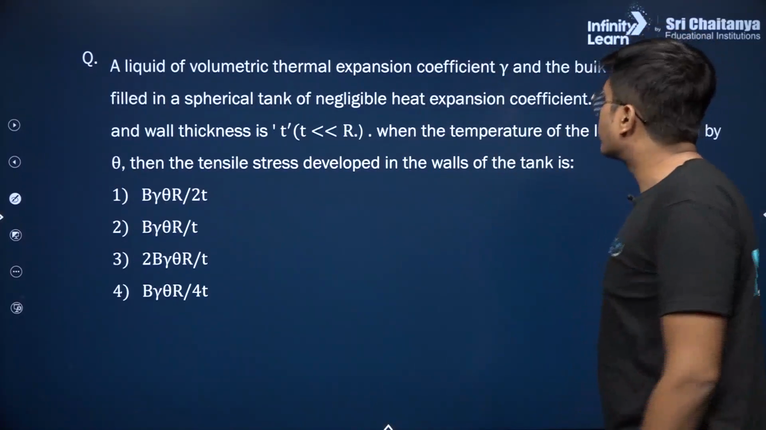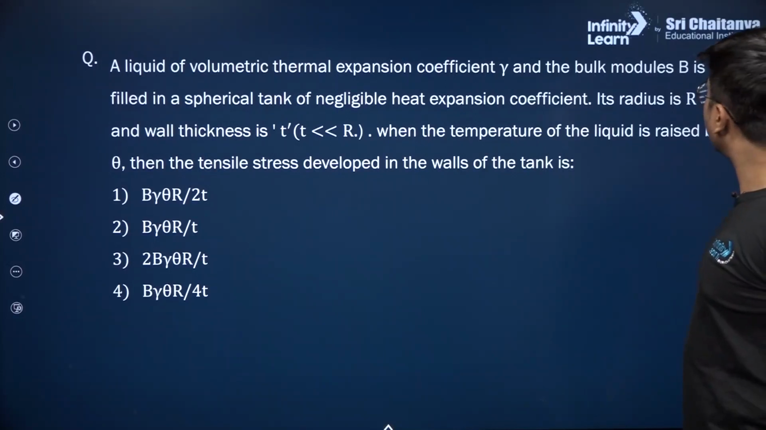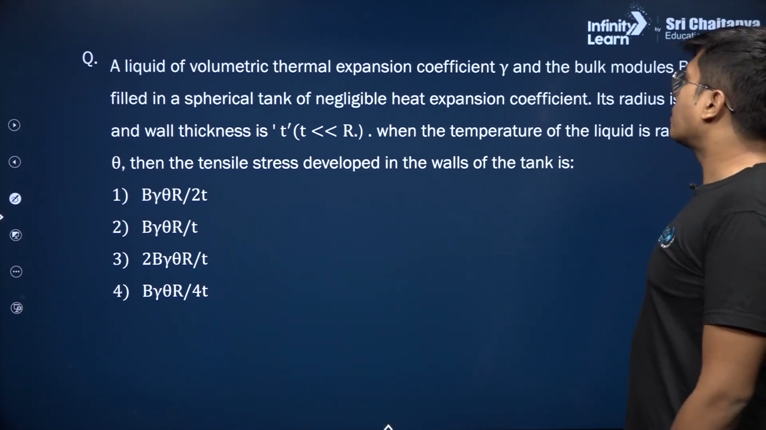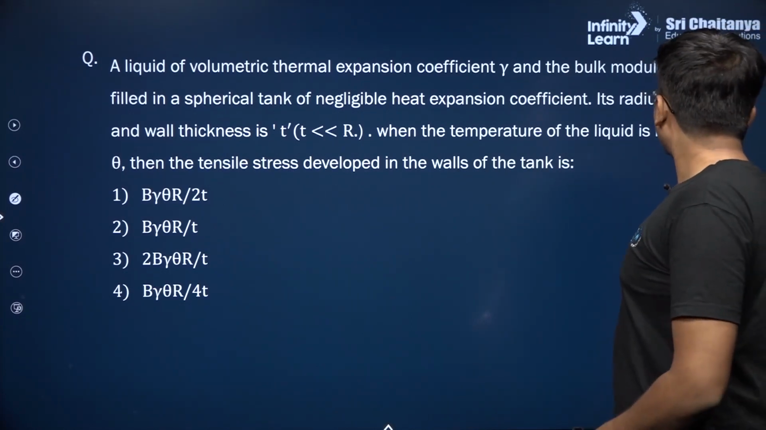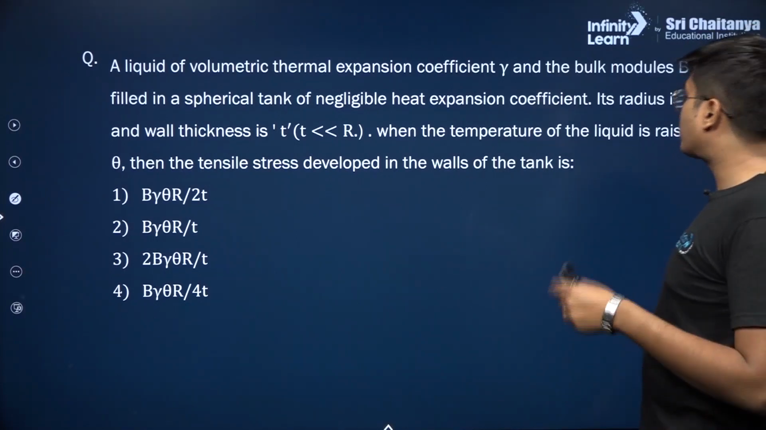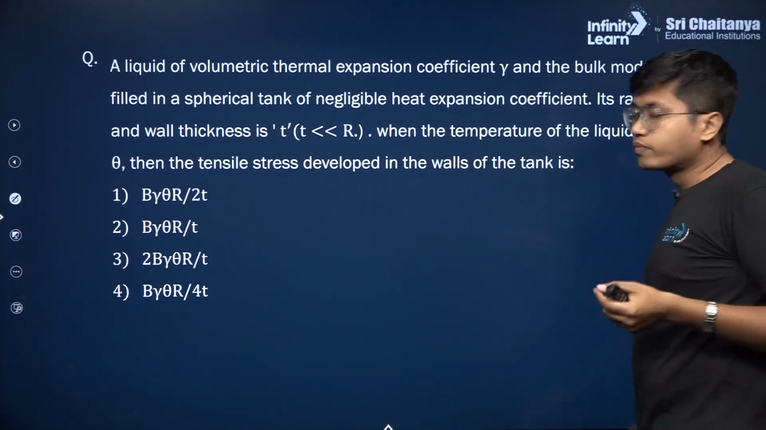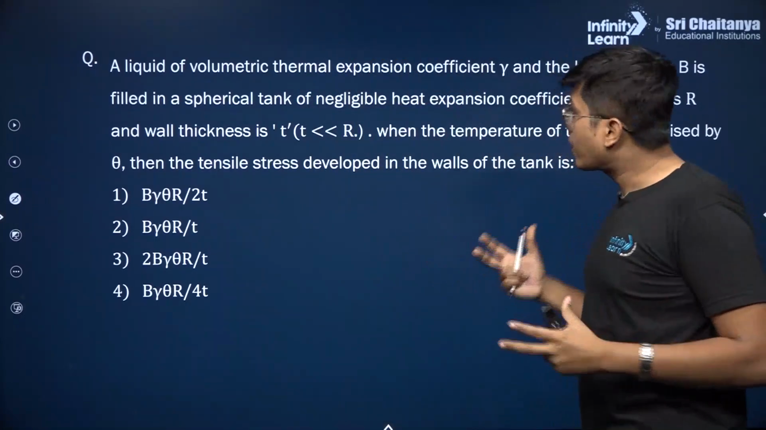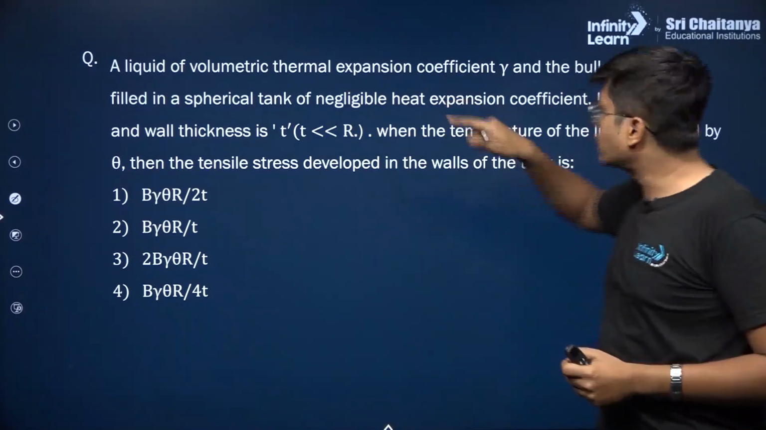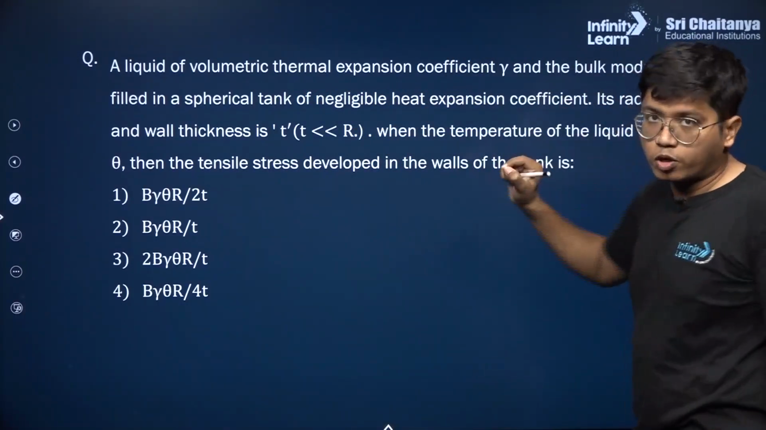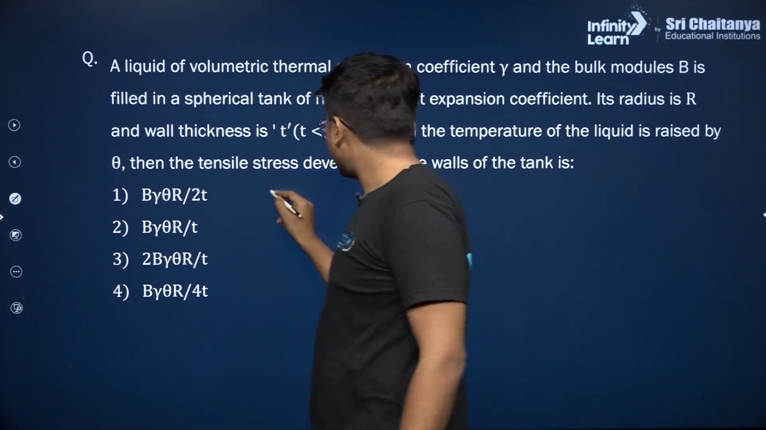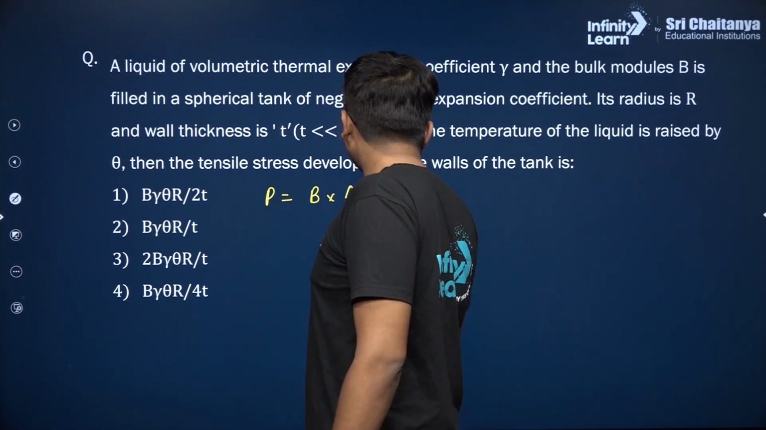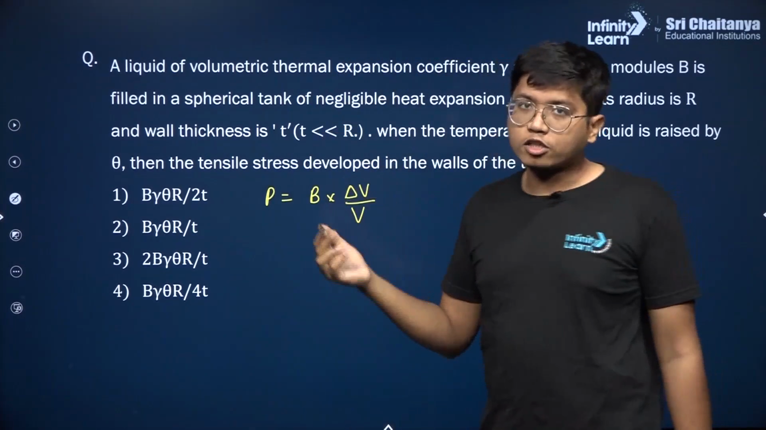Next one, liquid of volumetric thermal expansion coefficient gamma and bulk modulus B is filled in a spherical tank of negligible heat expansion. Its radius is r and wall thickness is t. When the temperature of the liquid is raised by theta, then the tensile stress developed in the walls of the tank is. Now over here, firstly, we need to find pressure because we have been given volumetric thermal expansion and the bulk modulus. Now we know pressure is equal to bulk modulus into delta V by V, which is the change in volume by the actual volume.